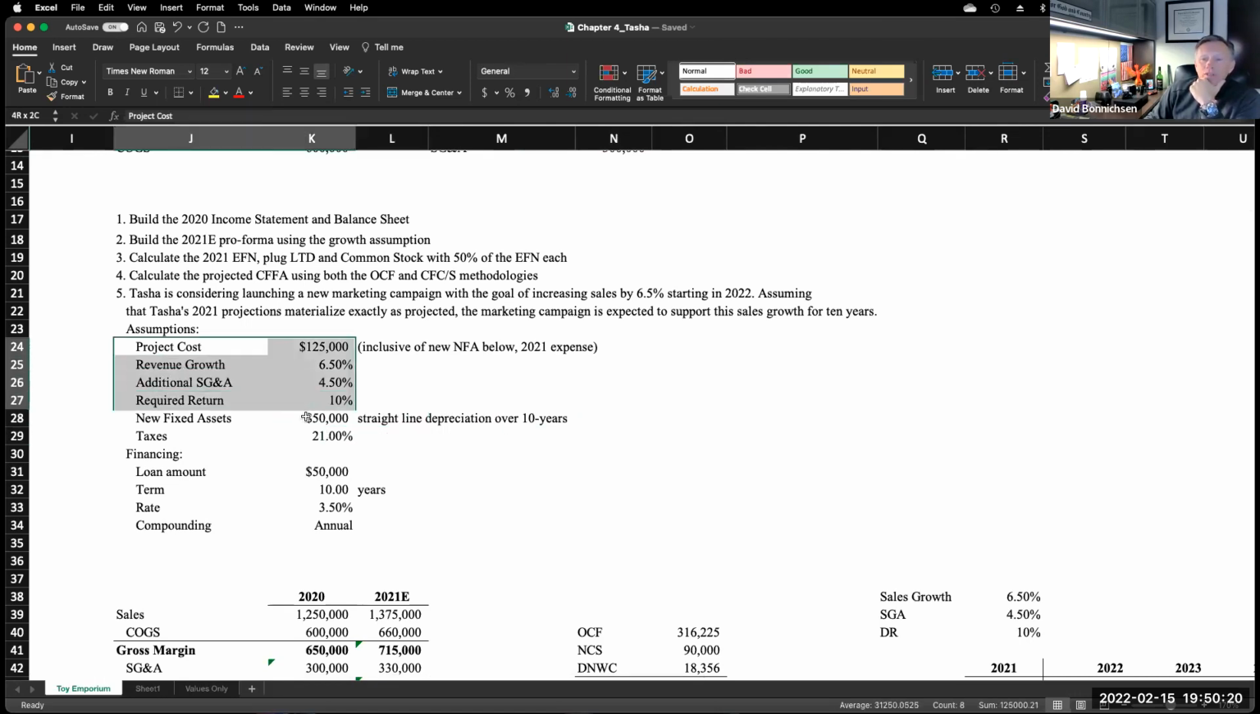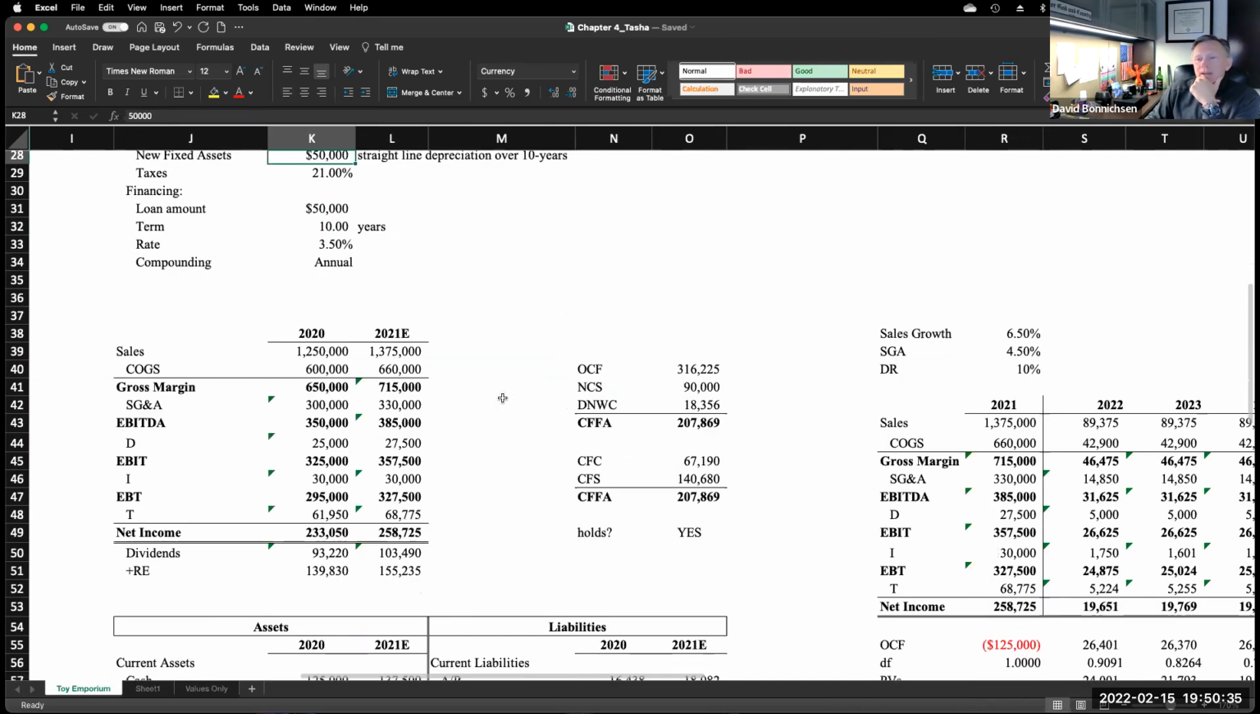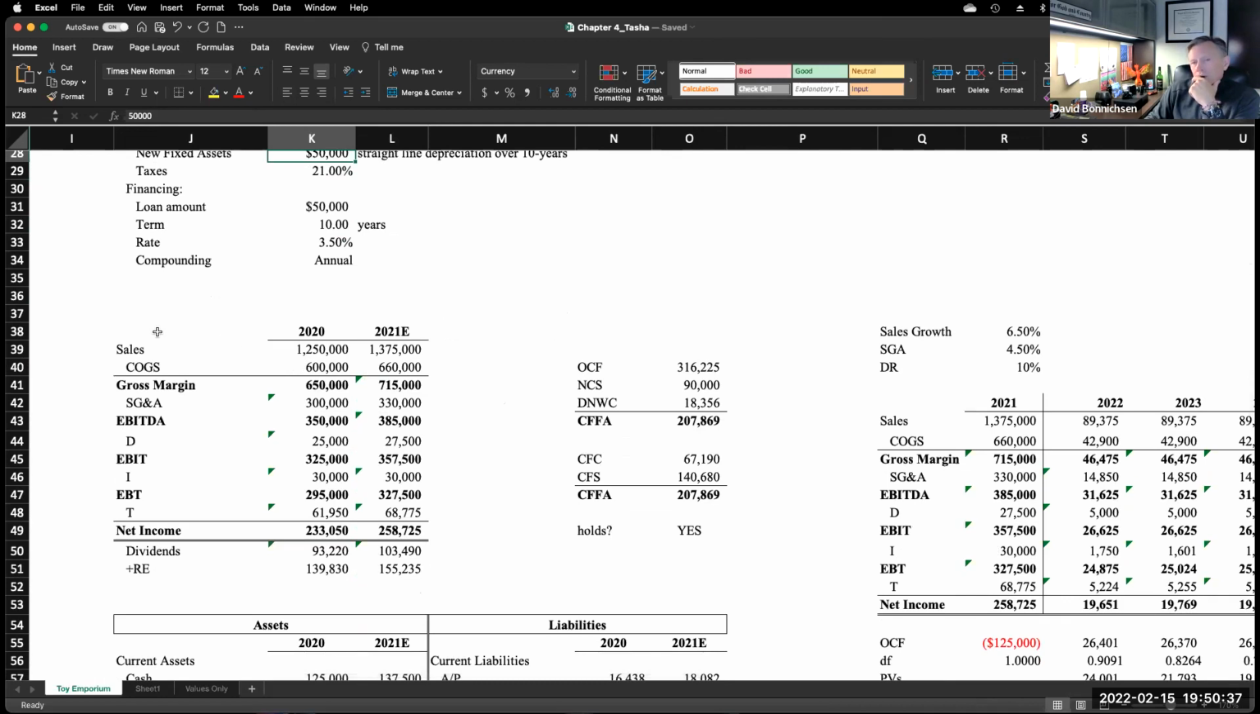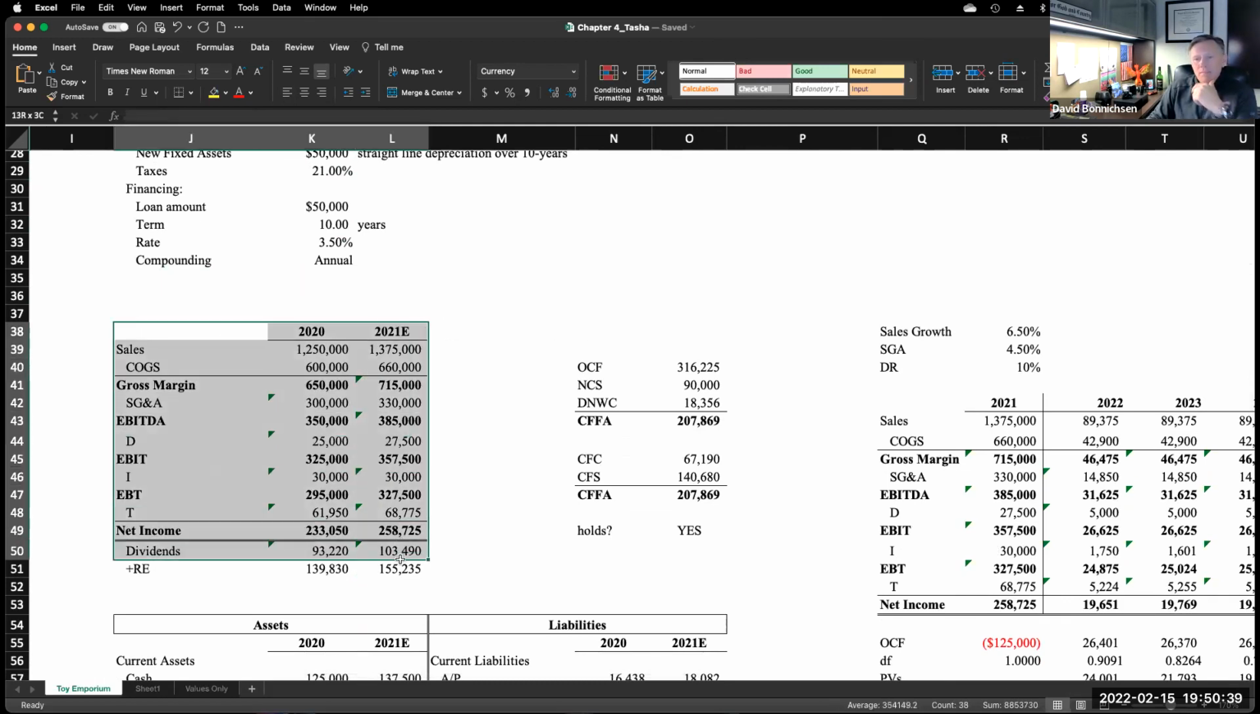So we're going to work with this to start. And then we're going to get to this after we get down to EBIT. Okay, so we're going to build an income statement for this project. Okay, so the first thing that we have to do is I'm just going to copy and paste values, all of this stuff. So give me a second.